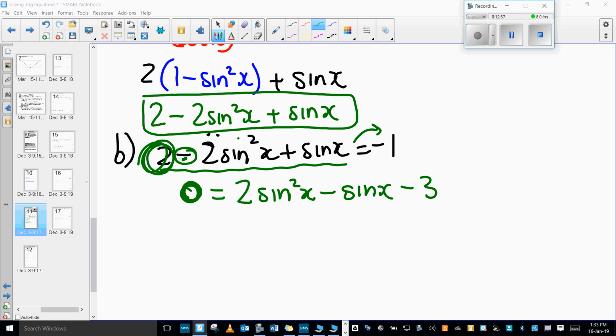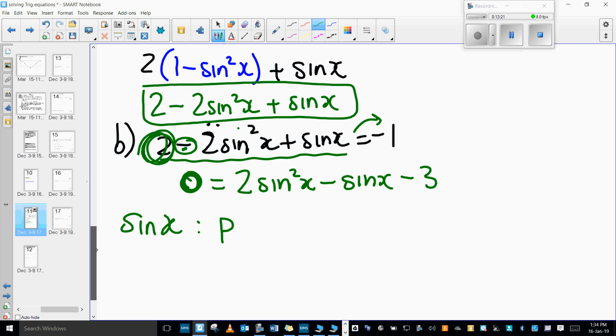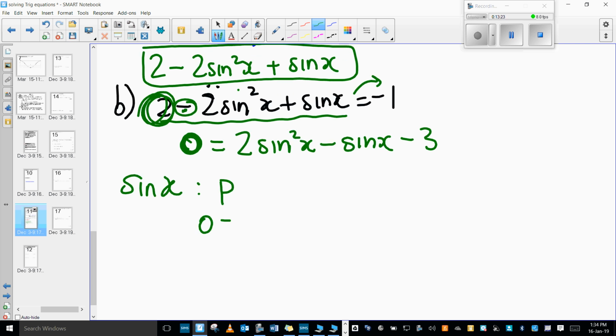All right, so we've got 2 sine squared x minus sine x minus 3 equals 0. Now, it may be at this point you want to say, hang on a minute, instead of using the phrase sine x, I'm going to use the letter P. Doesn't really matter what you use. So this is now going to say 0 equals 2p squared minus p minus 3.